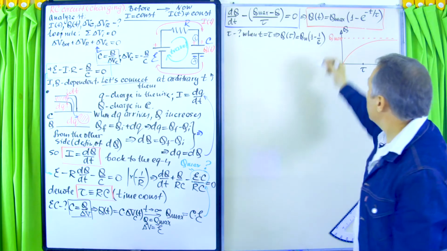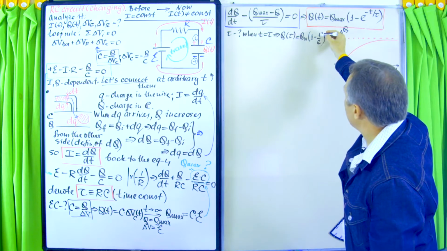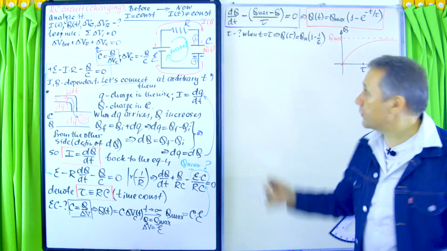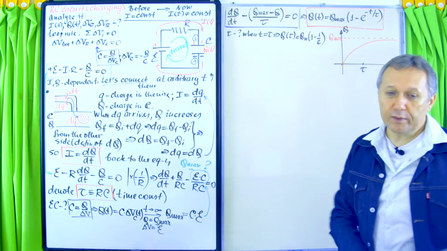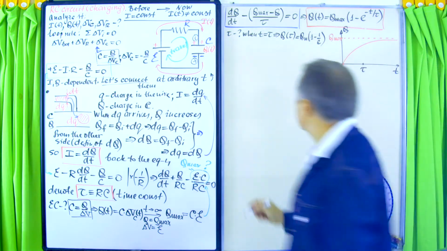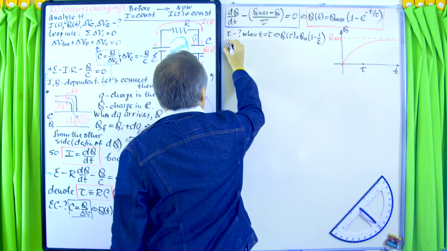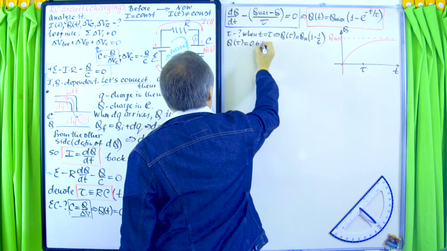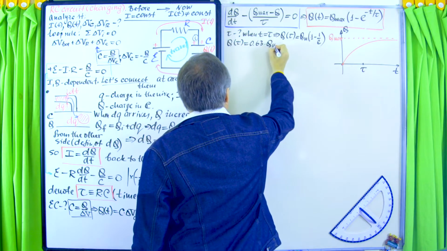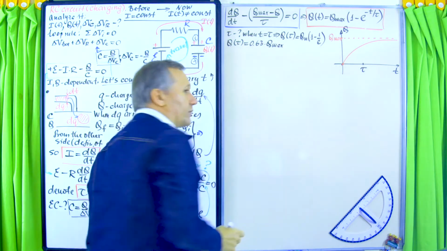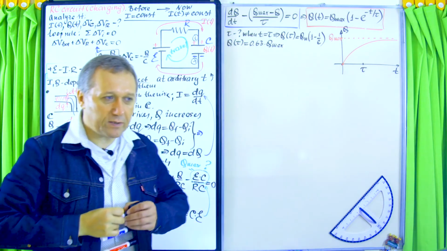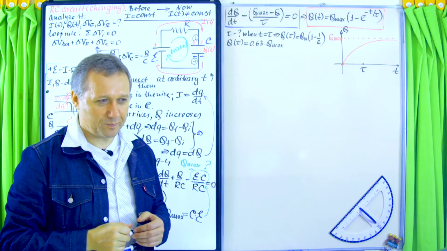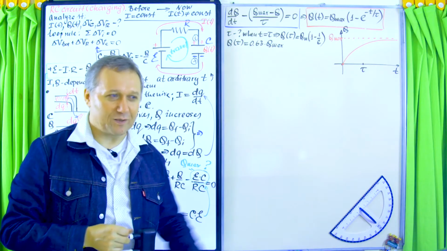Right. So now if you calculate this, 1 minus 1 over e, with e being 2.7, you remember? You will get 0.63. So basically, the amount of charge at that moment of time is 0.63 Q max. Basically, it's a moment of time when the charge in the capacitor reaches 63% of its maximum value. Basically, that's the meaning.